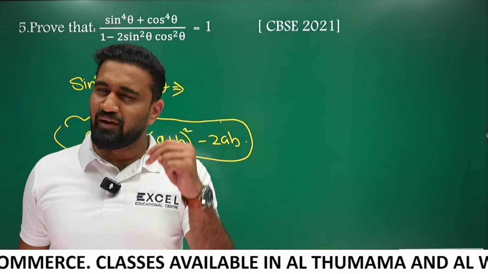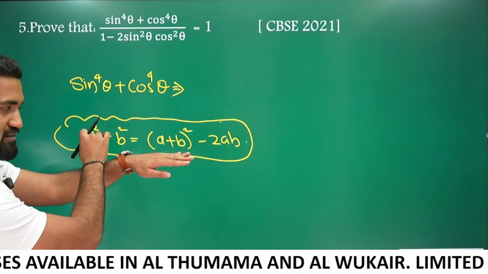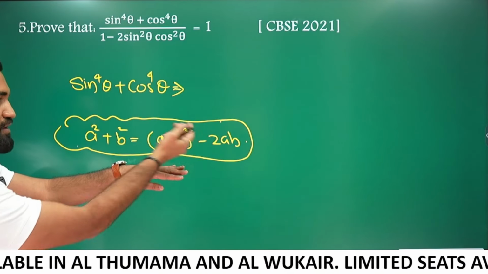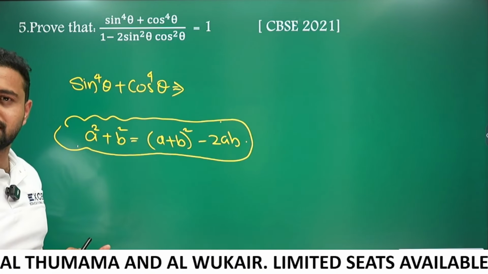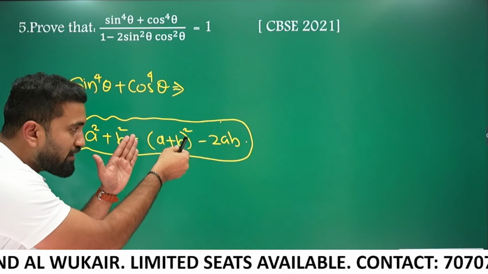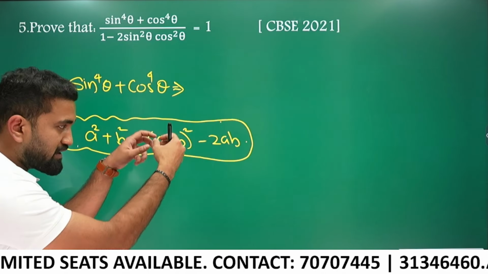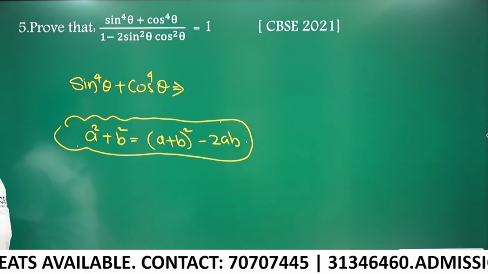I will explain two ways. Number one, what is the value of a plus b the whole square? Therefore, a square plus b square plus 2ab. Simple logic. Or you can also think in the way that you are expanding a plus b the whole square: a square, b square, middle term 2ab, which I am cancelling with the minus 2ab, so that the remaining a square and b square will be here.